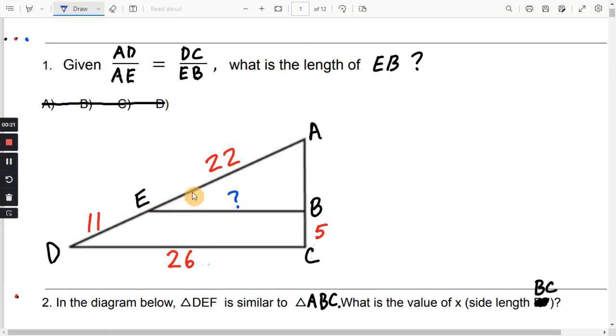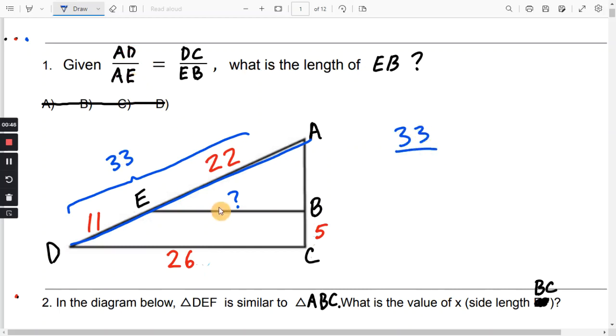All right, and we're given the ratio, so all we have to do is plug in for AD. That's this entire distance right here from A to D. So 22 plus 11 gives us 33. So in place of AD, I'm going to write 33. AE is just this distance right here. That's 22 in place of AE, 22.